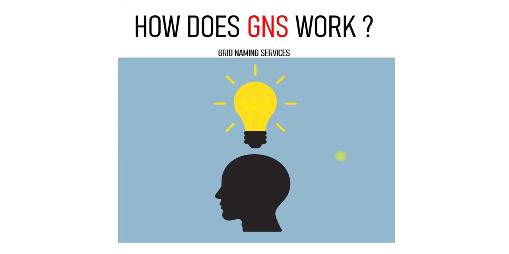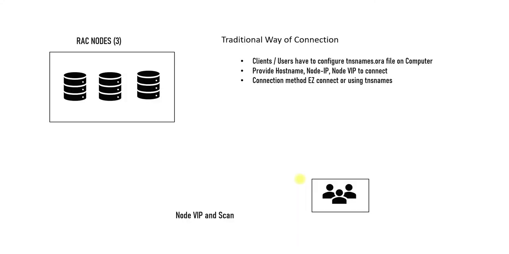Today we will be discussing an Oracle internals topic, GNS, that is Grid Naming Services. Okay, so let's get started. GNS is specifically about how the client or the application team connects to the database itself. Currently we are talking about the cluster nodes, the RAC nodes, and in this diagram I'm taking the example of a 3 node cluster.